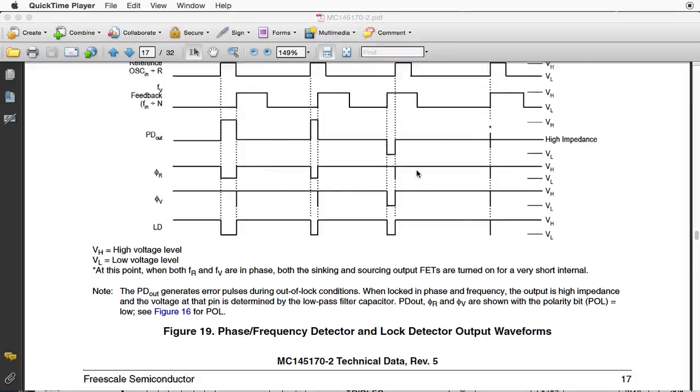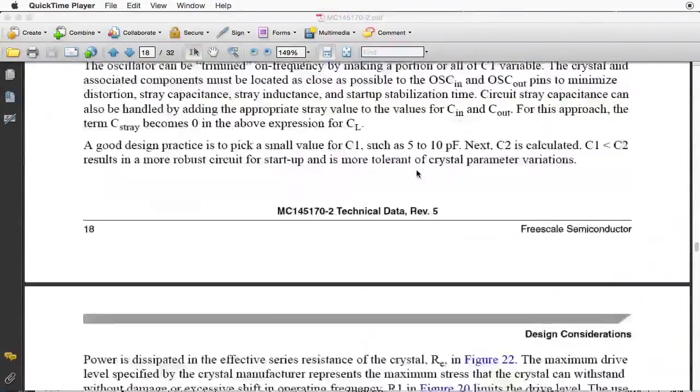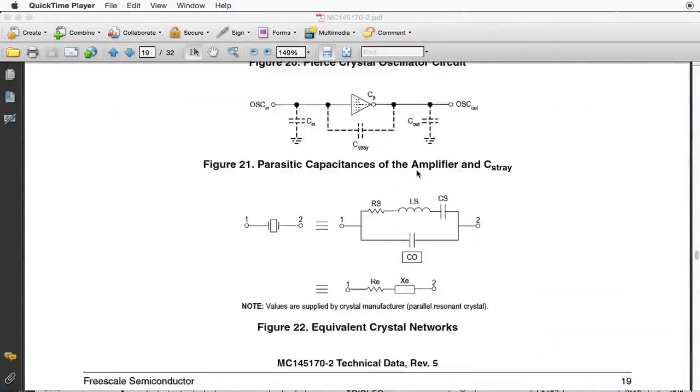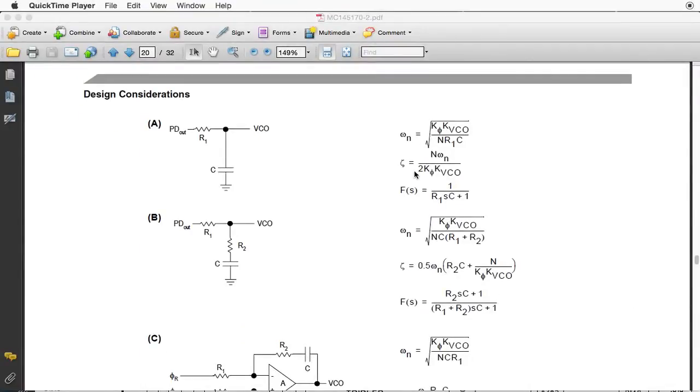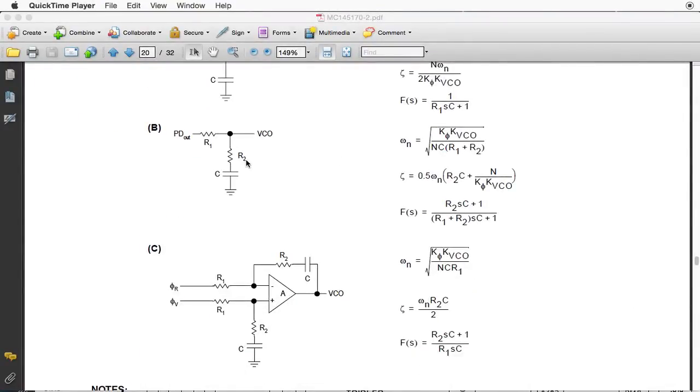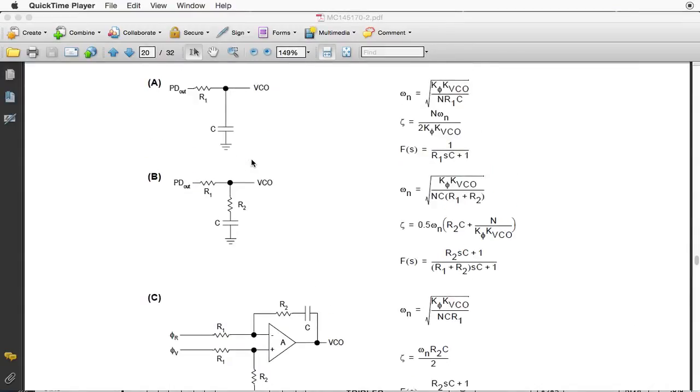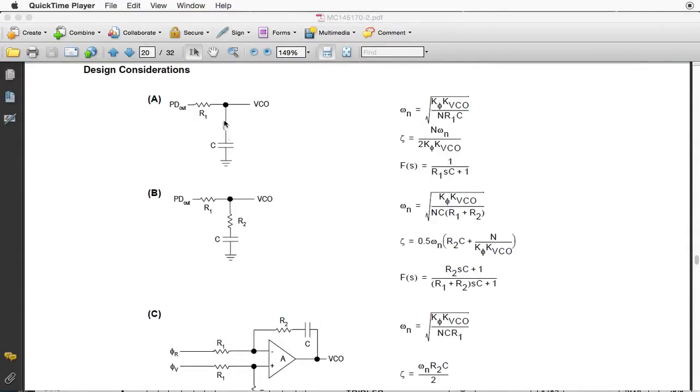Down here somewhere are some filter examples, which are often used actually. They're very like what we see in radios. The filter here is a typical filter. The phase detector output comes through a resistor, through a capacitor filter.